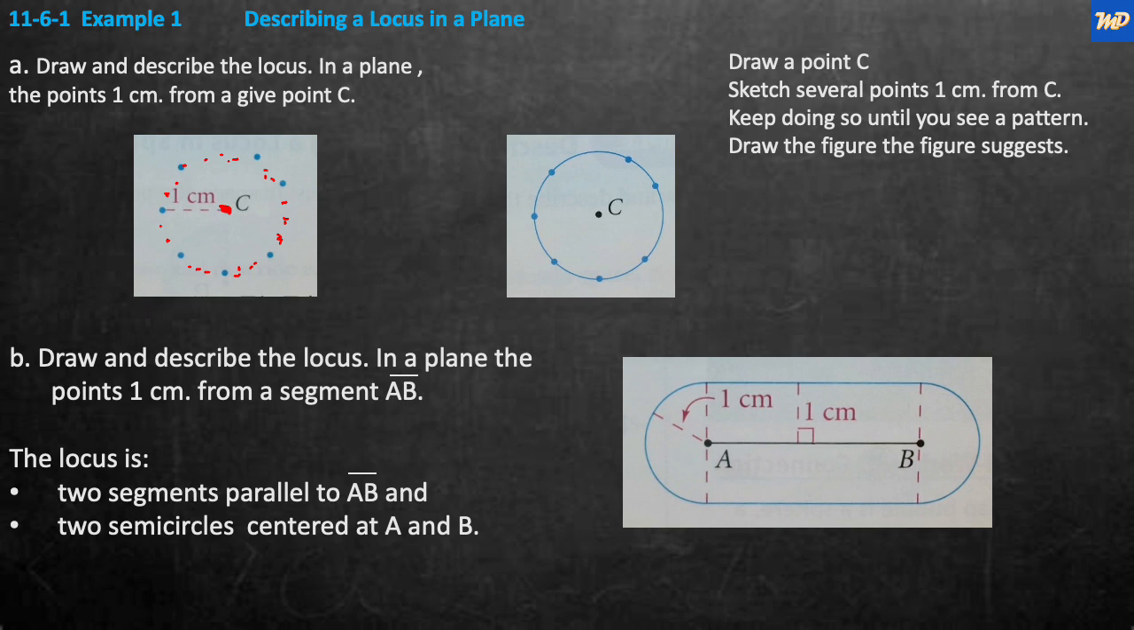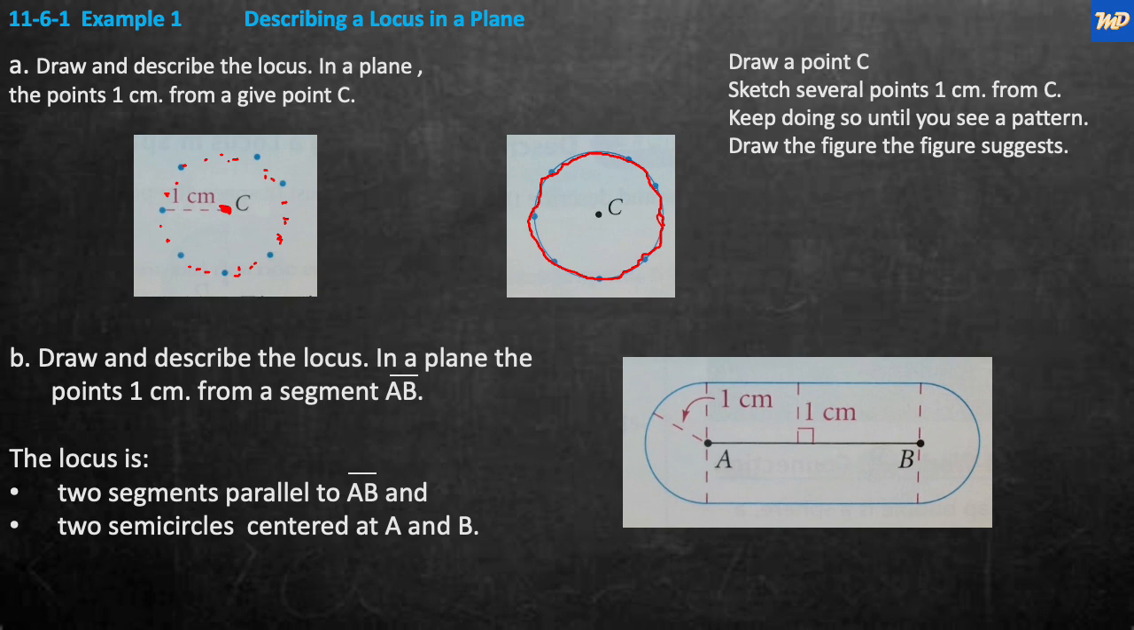Over here on the right hand side, it says draw point C, sketch several points 1 centimeter from C, which we just did, and draw the figure until you see a pattern. It says draw the figure the pattern suggests. Well, that would be this circle that we drew here. Over here, I've drawn a lot more points, but this circle is the infinite number of points around point C that you can draw. And if you draw enough points, you'll see a solid line, so to speak.